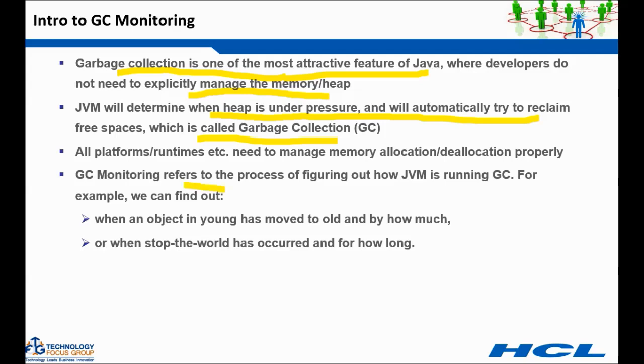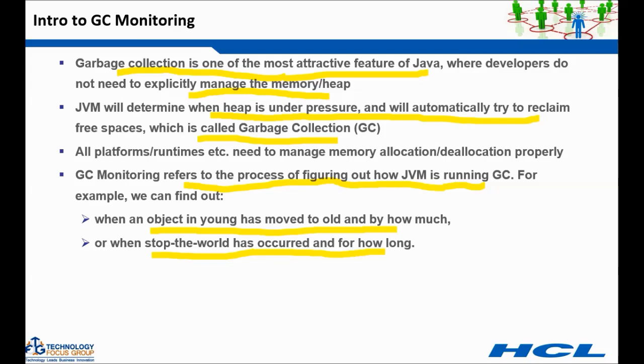GC monitoring refers to the process of figuring out how the JVM is running GC. For example, we can find out when an object is young, has moved to old, and how much. We'll see what this means in following slides. Or when a stop the world has occurred and for how long.